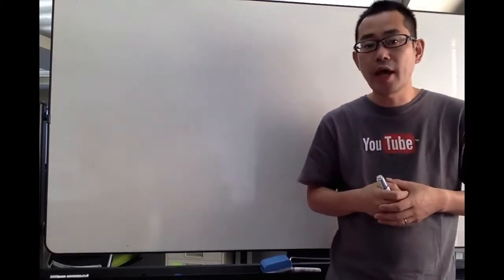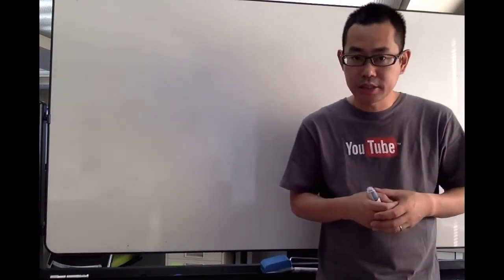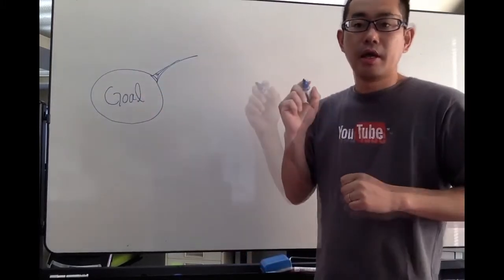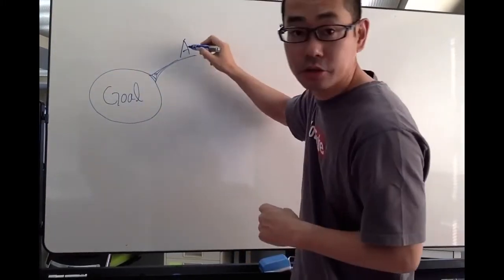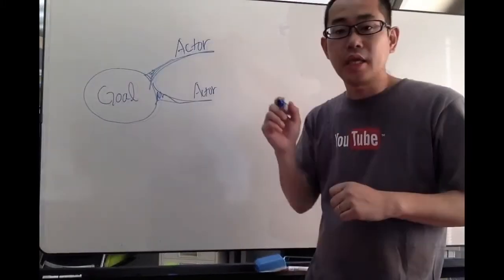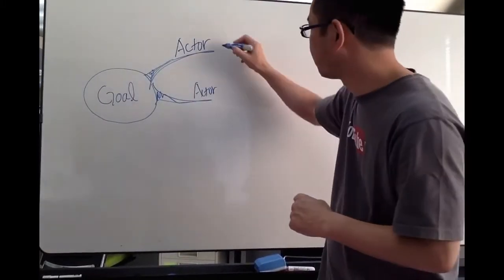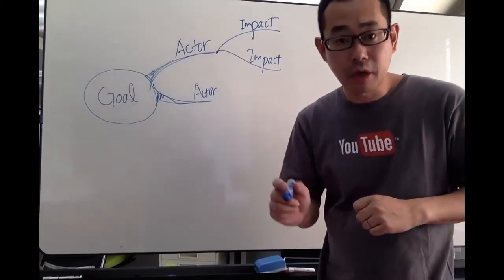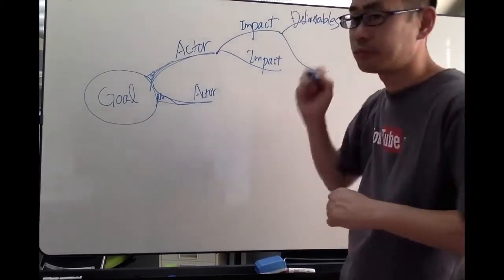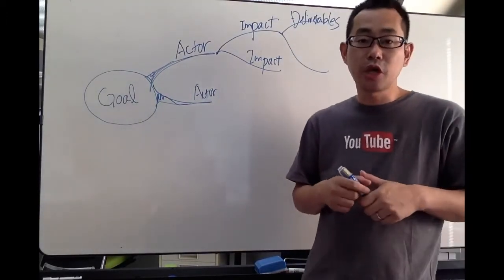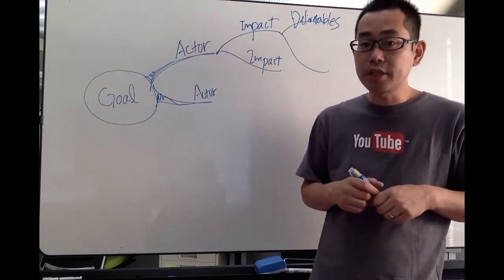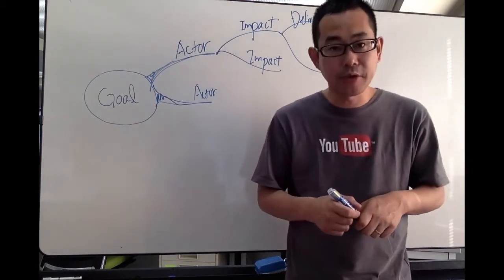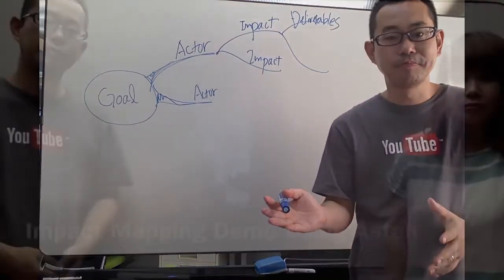Impact mapping is a way of visualizing connections among the business goal and the relevant people called actors, the impact on their behaviors, and the features of the product called deliverables. Impact mapping helps you concentrate your effort on the shortest path to success by creating a maximum impact with minimum software. Okay, let's see the demo.